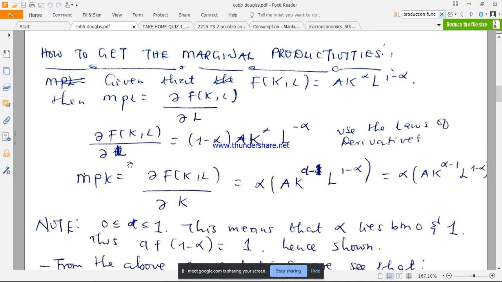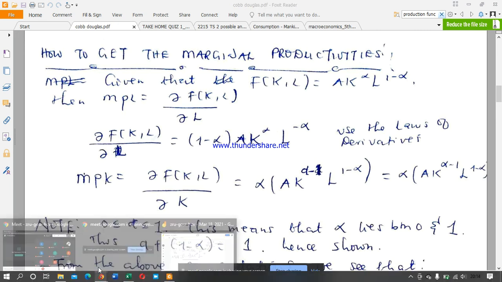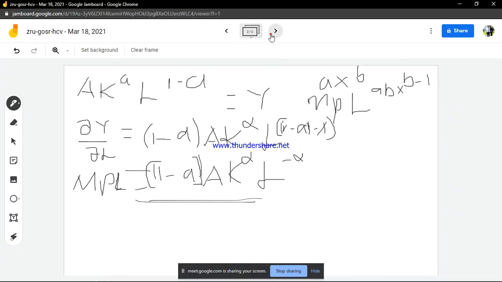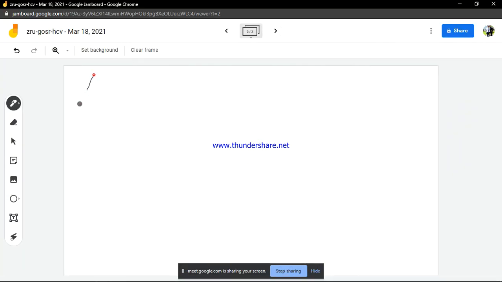What about the marginal product of capital? How do we get the marginal product of capital? So let's go back to our jump file. So we have the same thing, A capital K raised to the power alpha, sorry, this is A, technology. Then labor raised to the power 1 minus alpha. Now, this was saying must equal Y.